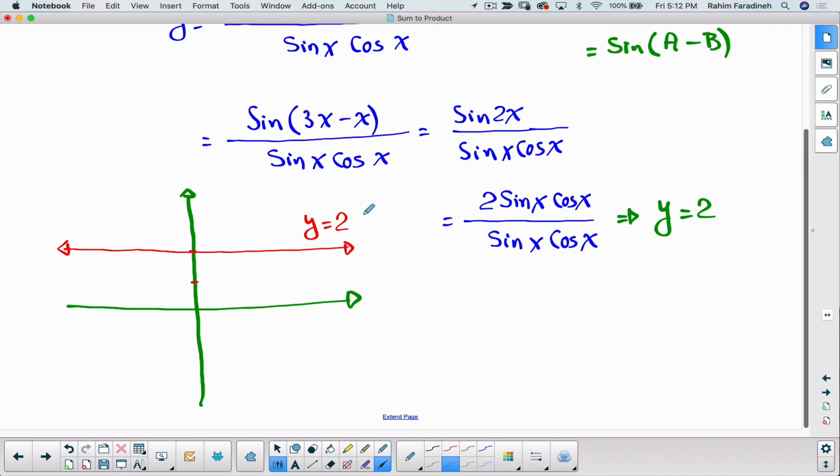So I'll leave that up to you to examine, but I hope that this lecture helps you understand how to go from sum to product.